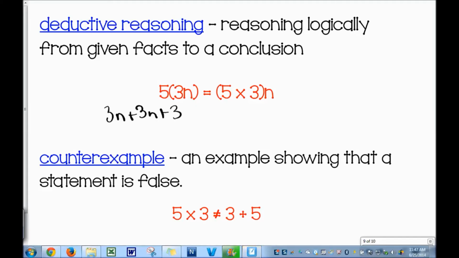I'm just so fast, it can't keep up with me. Plus 3n. Whoa, it's way up there. I wonder if that'll move down.